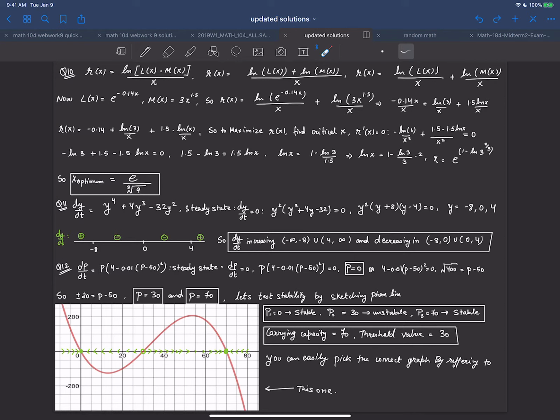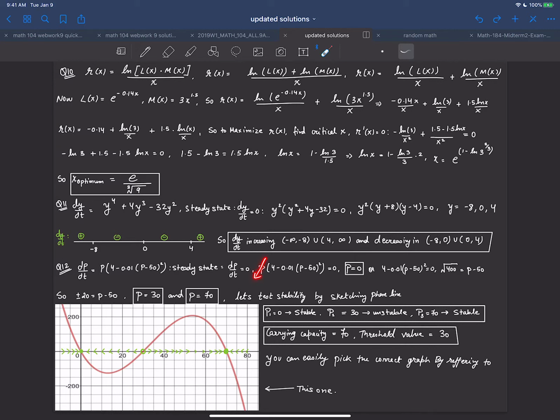Now, the last question tells us about the population of something. I don't know what that is, but it's talking about a differential equation which tells you the population given by this equation right here. Now, the first step is always to find steady states in this analysis. All you have to do is set it equal to 0.